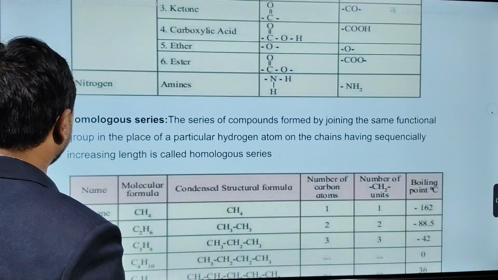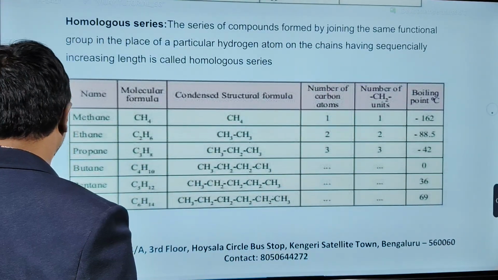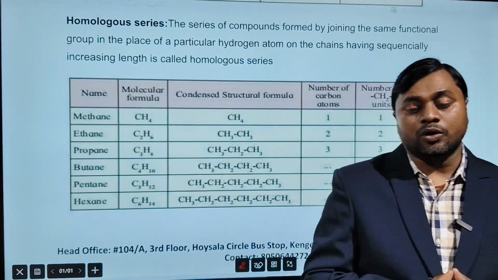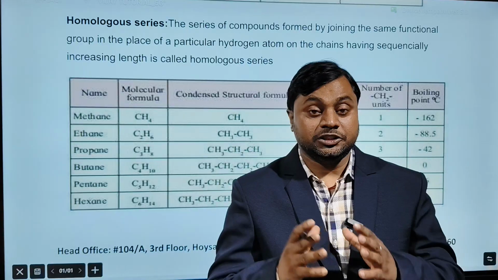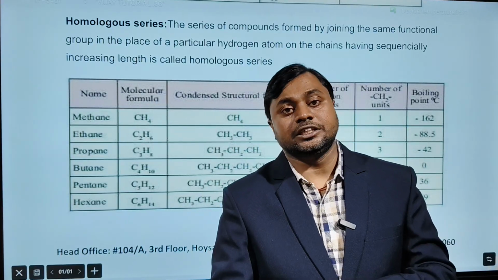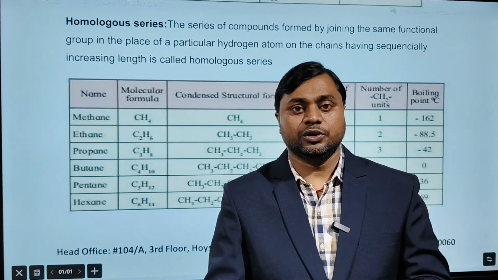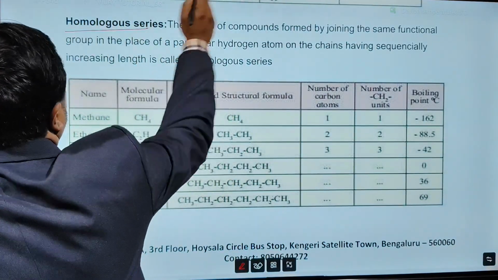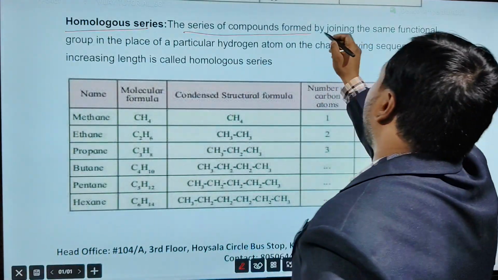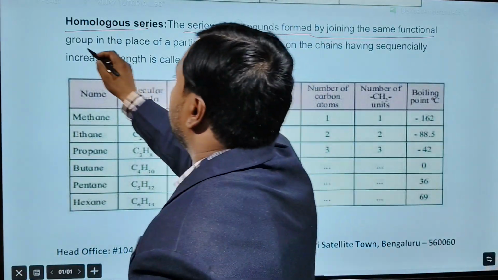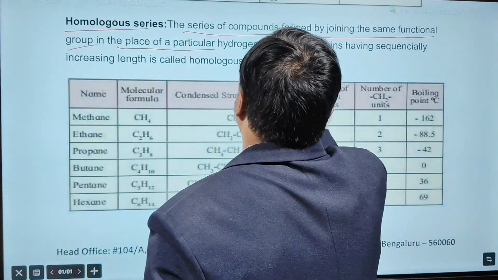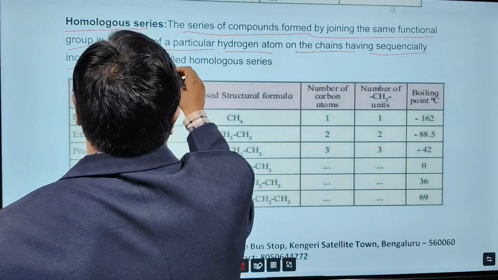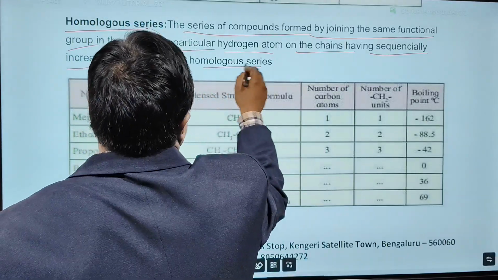Okay. Now let's talk about homologous series. Very, very important. When we talk about homologous series, it is a series of compounds having the same general formula in which the successive members differ by CH2 group. Very, very important. Okay, so like alkane is a homologous series. Homologous series: a series of compounds formed by joining the same functional group in the place of a particular hydrogen atom on the chain having sequentially increasing length is called a homologous series.